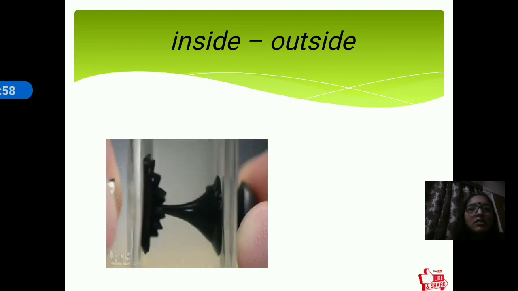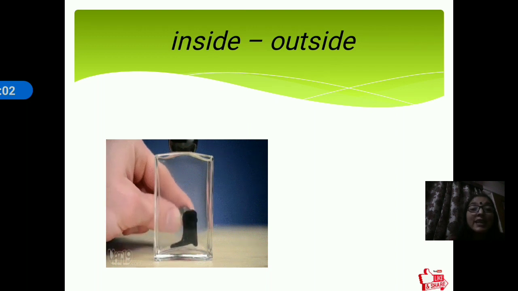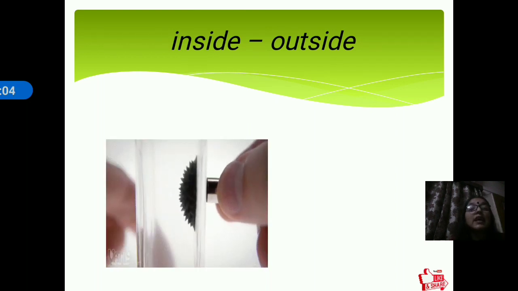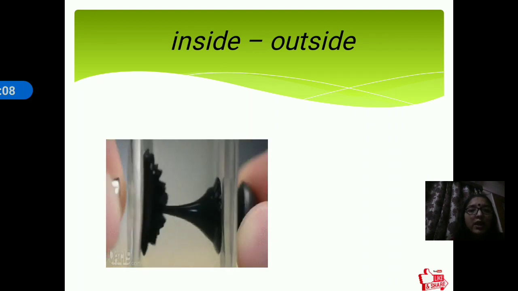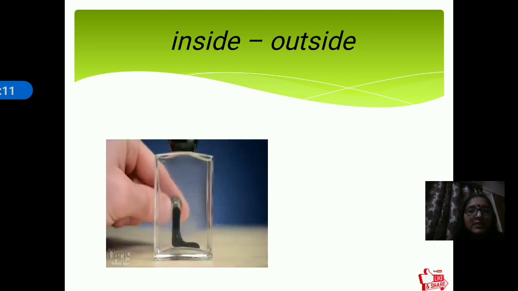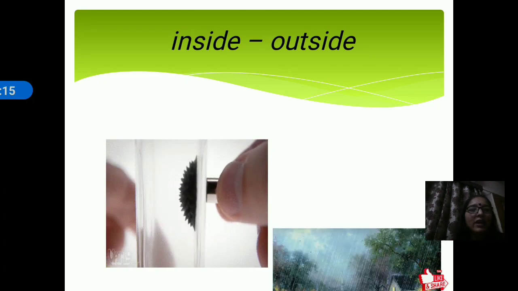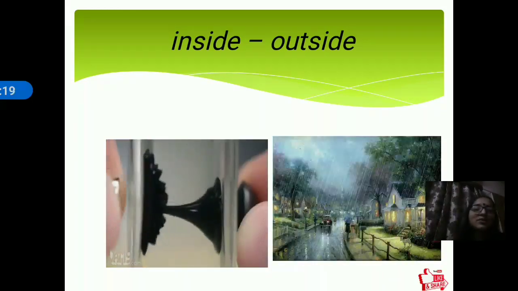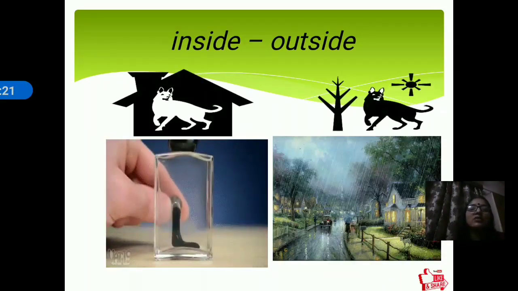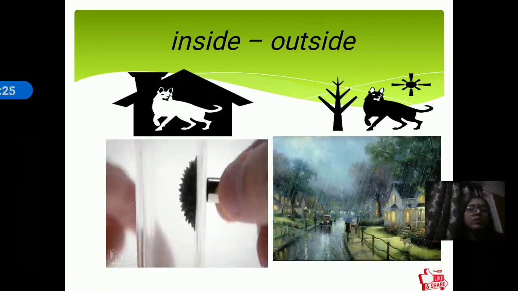Next is inside and outside. Now children, why this picture? Here you can see this iron dust inside a glass. Okay, and outside is magnet. Okay, now you can see where is the iron dust? Inside the glass. Okay, now where is the rainfall falling? Outside the house. Yeah, of course, inside and outside. Another picture showing a dog inside the house and outside. Both of them are antonyms to one another.